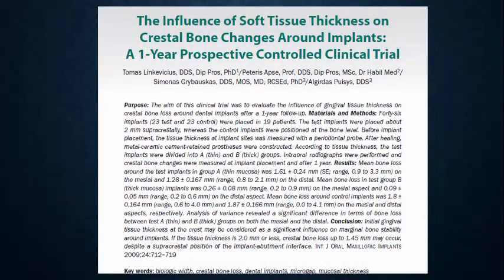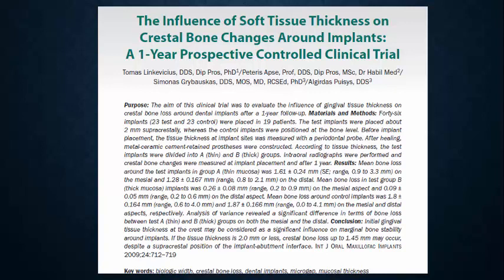So this is one of the studies showing there is a relationship between the soft tissue thickness and the crestal bone level around dental implant. With this study, they tried to see the effect of the micro gap on the bone loss around the neck of the implant, and they had two different groups: people who have thin biotype, and people who have thick biotype. And with this study, the test group, they placed the implant supracrestally about 2 millimeter.